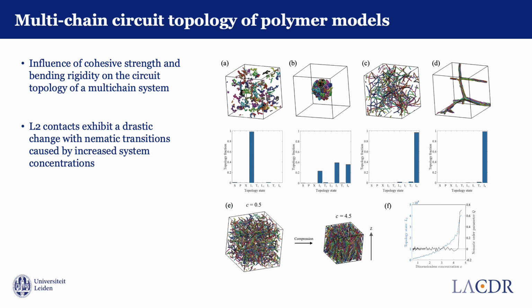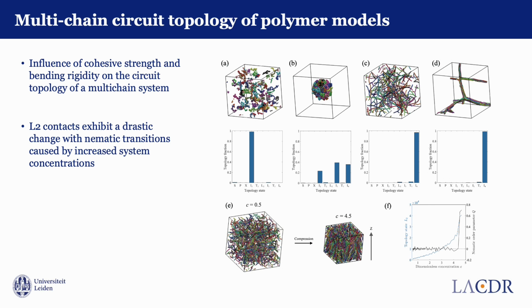To examine the effect of the isotropic to nematic transition on the circuit topology, we built a system with 900 chains, which are initially equilibrated in a cubic box of size 10. The size of the cubic box changes from 10 to 5. Figure C shows 2 snapshots of the system at isotropic and nematic phases.